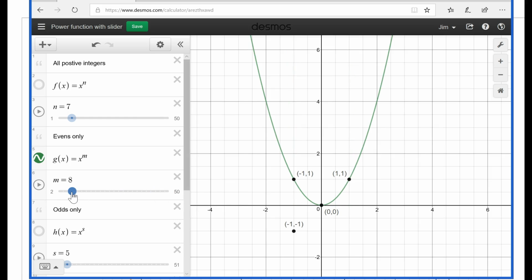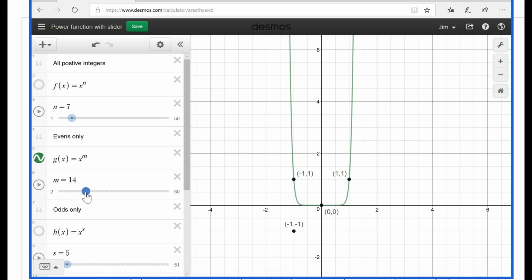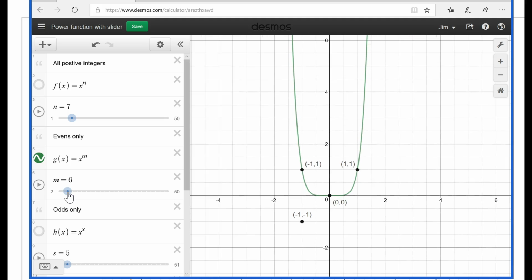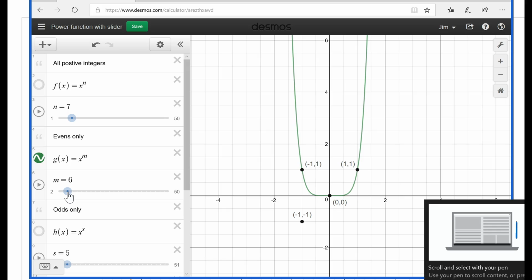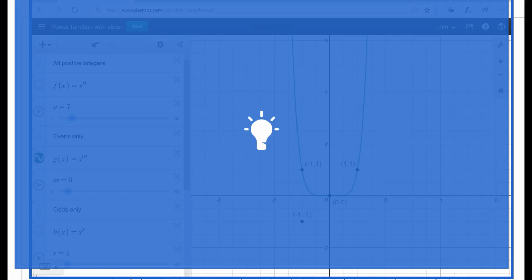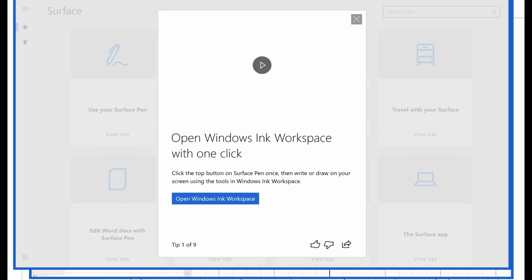Notice the end behavior, though, here as well. For all these evens, the graph is heading up. It's heading to positive infinity both when things go left and right.